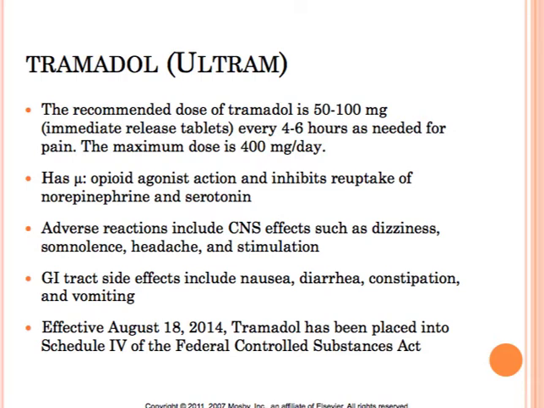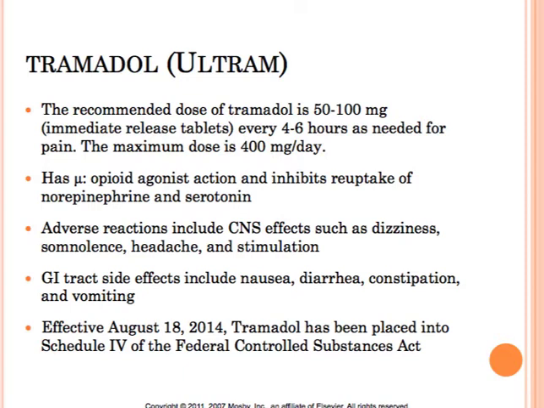We're going to talk a little about tramadol. Tramadol, the brand name was Ultram, is a unique analgesic, and it's got kind of an interesting mechanism of action. It has mu opioid agonist action, but it doesn't affect the other 2 receptor sites. It has some properties of an opioid, like codeine and hydrocodone, but its other mechanism involves the inhibition of reuptake of norepinephrine and serotonin. That's similar to how antidepressants work.